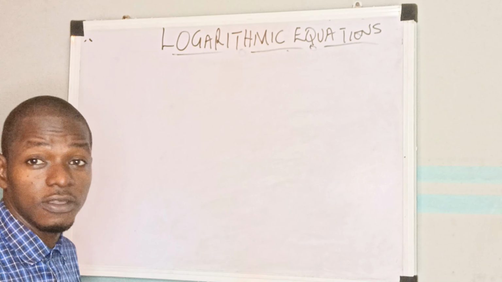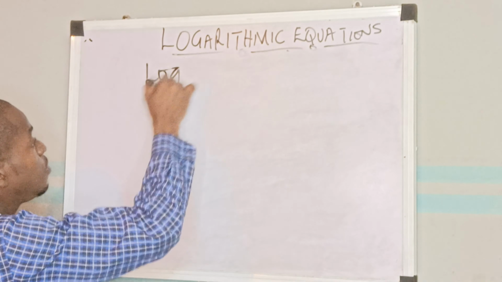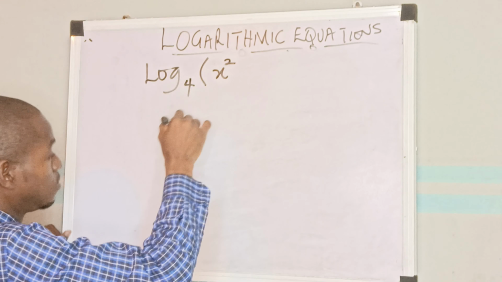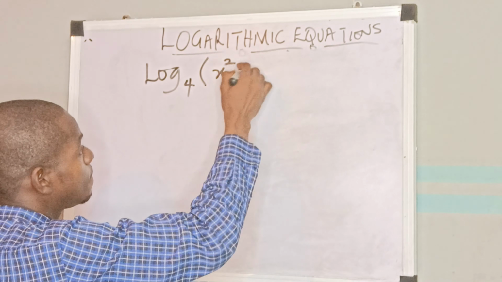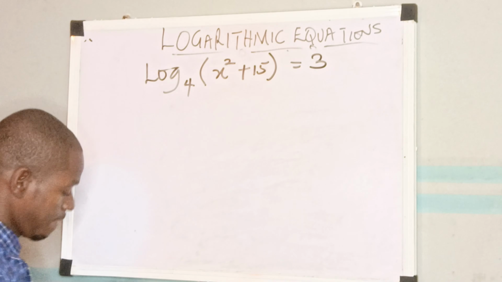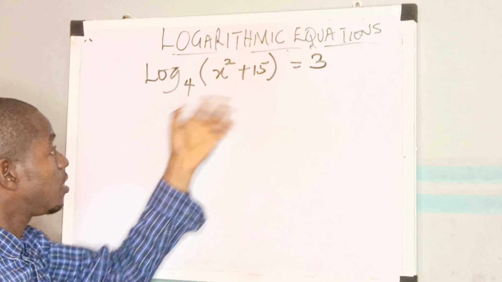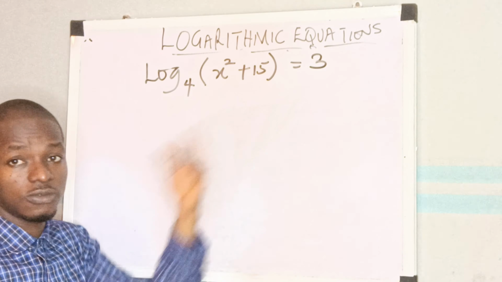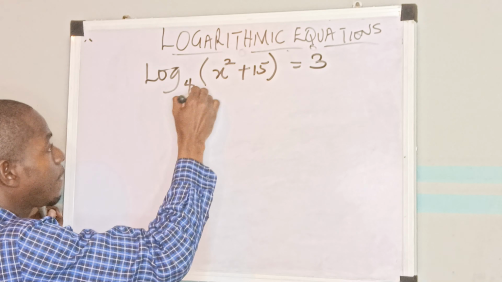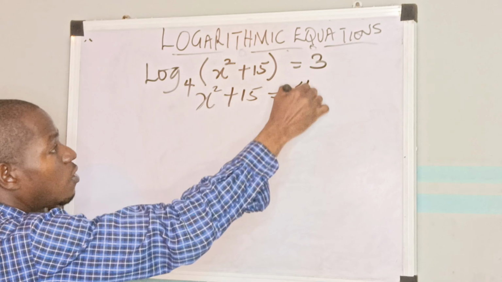Alright, let's take the third example. You will be asked to solve log of x squared plus 15, base 4, equals 3. You could be asked to solve this logarithmic equation: log base 4 of x squared plus 15 equals 3.